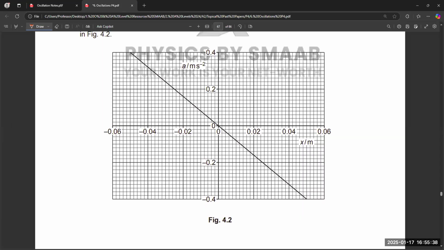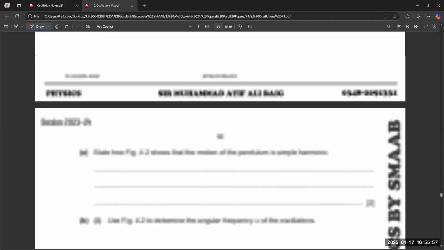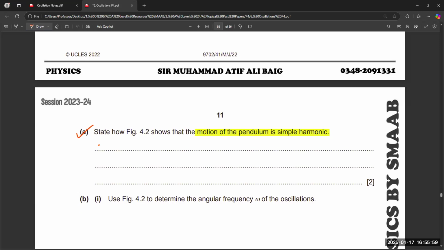So it is passing through the origin, right? There is a straight line. And if you mark the maximum points, 1, 2, 3, 4, 5 boxes, 1, 2, 3, 4, 5 boxes. So exactly the amplitude is the same on both sides, right? Yes, it's exactly the same in each. So you just need to mention any 2 points for 2 marks.